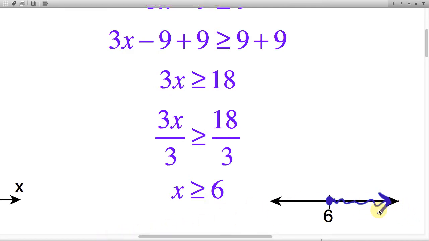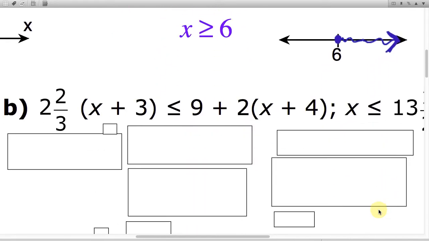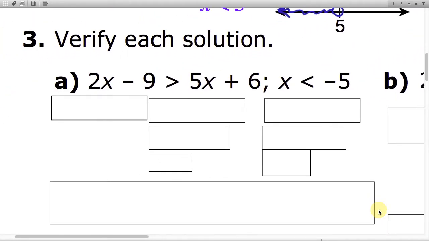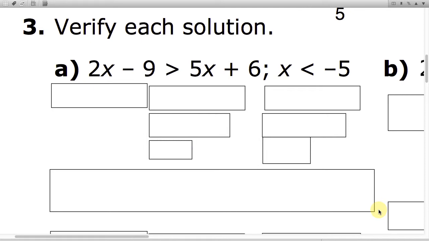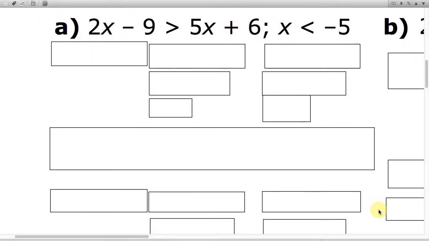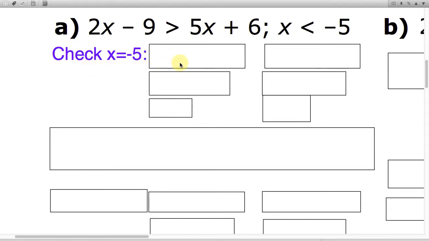And that's that. So now it's asking to do a verification of each solution. Keep in mind that when we're doing a verify or when we're doing a check, you have to check the borderline, or the border point. So that's x equals negative 5.